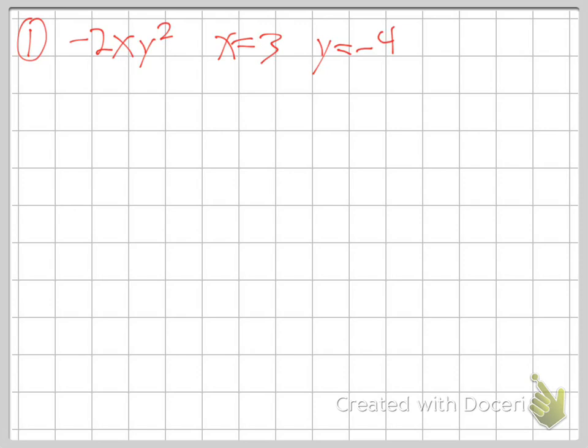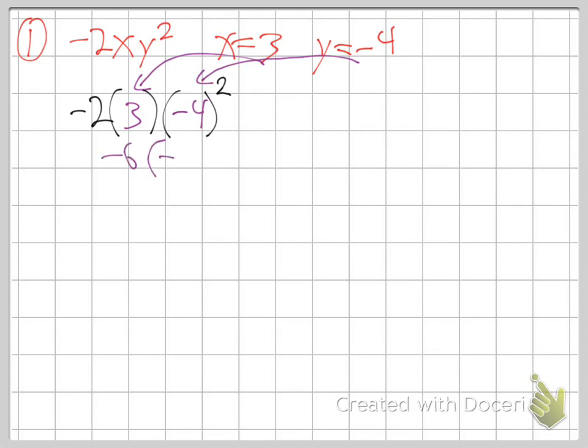We get minus 2 and then x and then y squared. I think it's helpful when you plug into an expression to put parentheses around the items you're plugging in. That might help you. So the 3 goes right there, the minus 4 right there. This is minus 6 times positive 16. See how it's times the 16? Not plus the 16. So it is minus 96. We good? All is well? So watch out for that.